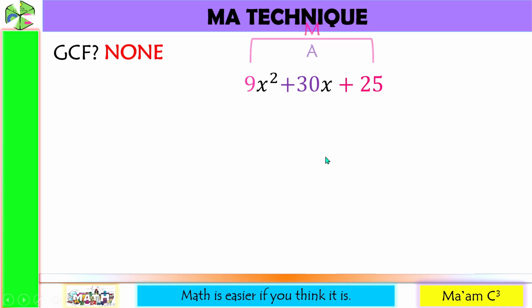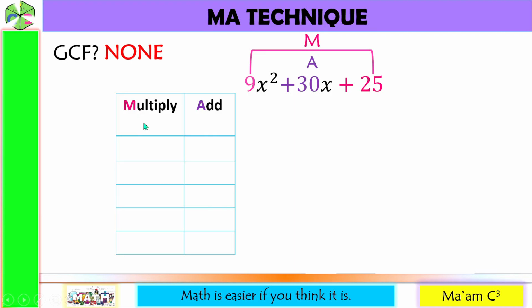So let me write my M and A, and here is my table. Under multiply, we are going to multiply the numerical coefficient of the first term with our third term. Maybe you will ask me why we didn't do that last time. Actually, we did. It is just that the numerical coefficient of the first term in our last lesson is always equal to 1. So when you multiply 1 times the third term, it is always equal to the third term, and that is what we write here. But this time, since there is a numerical coefficient in the first term, we're going to multiply it with our third term.